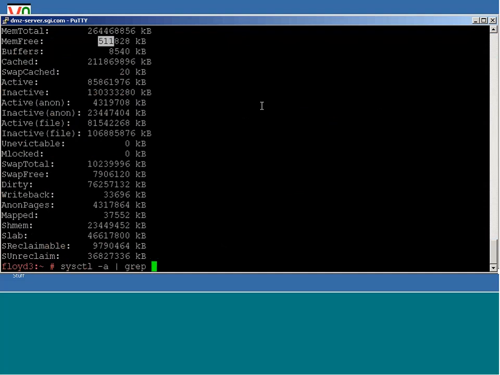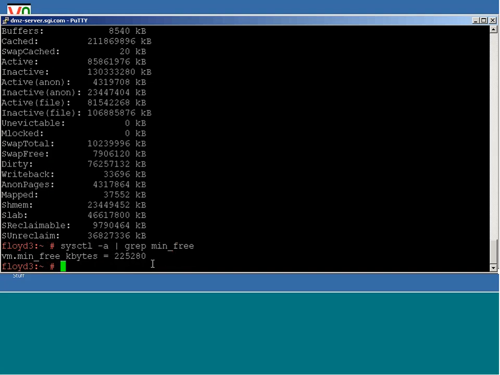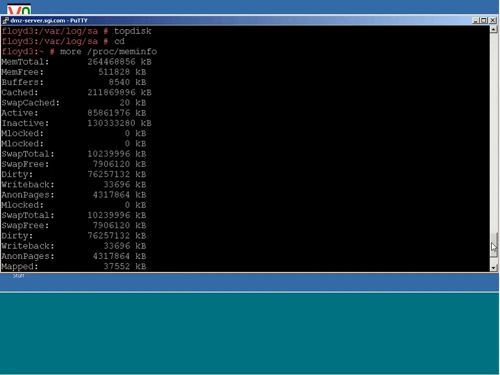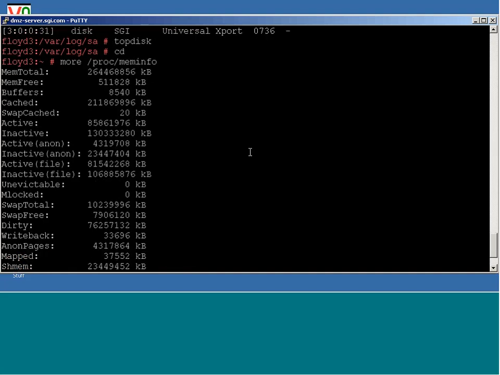sysctl -a grep for free, min_free. And you can double this because there's two zones. I've got a PV on this. But basically, 500 meg is what the kernel is going to try to keep free on the system. And that's pretty much what I have here. So we are hitting min_free_kbytes, it looks like. And that's why we have some trickle swap out going on. But we don't know what's causing any of that yet.